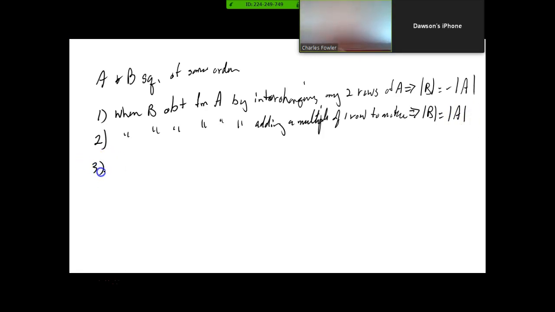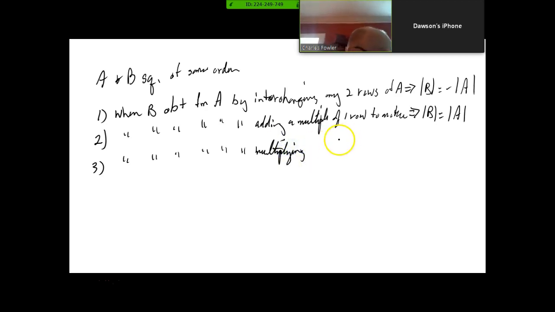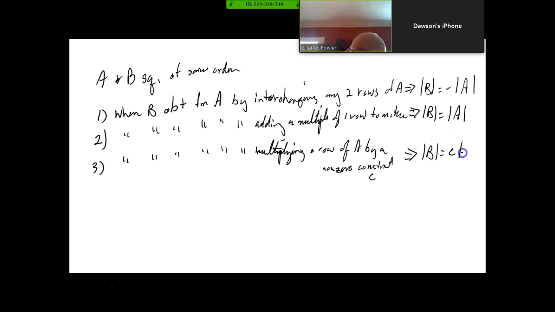And number 3, when B is obtained from A by multiplying a row of A by a non-zero number, then the determinant of B is equal to, and they gave that a name, non-zero constant C times the determinant of A. Now they have a little proof here, and you can certainly go through and see the proof.